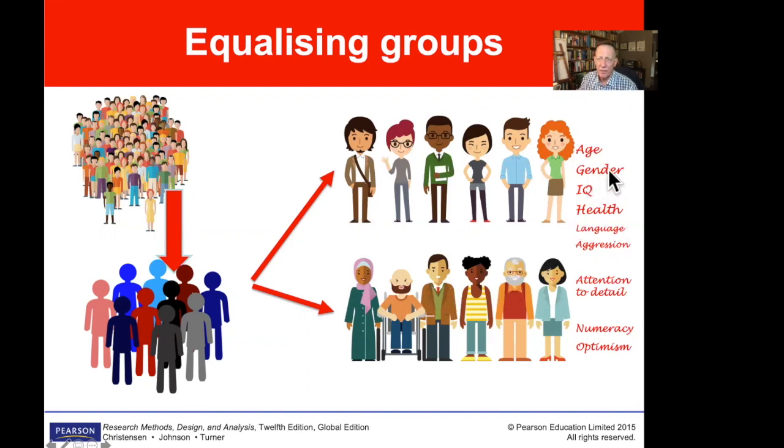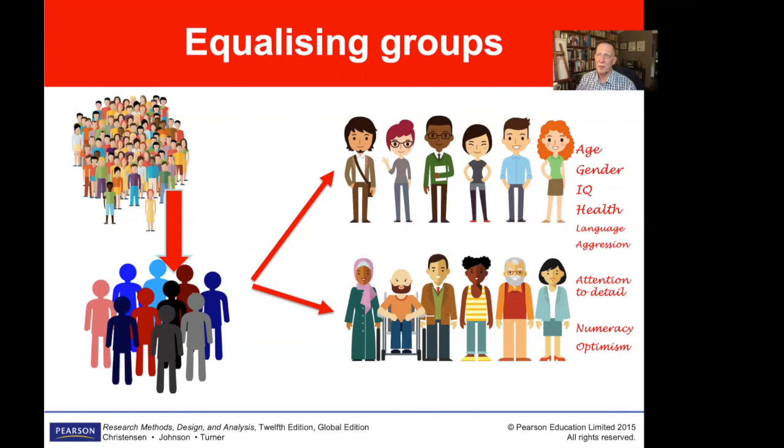Gender: 1, 2, 3. 1, 2, 3. Okay, they are equal in terms of gender. IQ, that we don't know. IQ is an example. It might sometimes influence your experimental outcome. Health status. We can see that if there are certain tasks to be done, somebody in a wheelchair might have difficulty doing that. So there's a differential effect in the two groups. Language might have levels of aggression, which we can't see just like that.